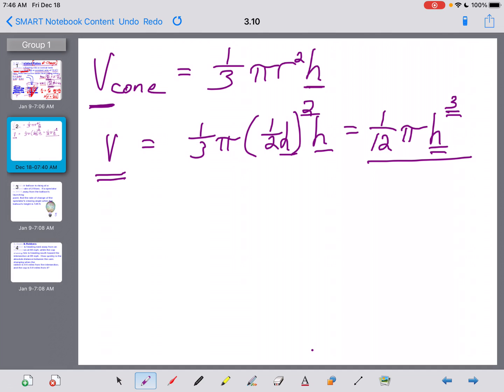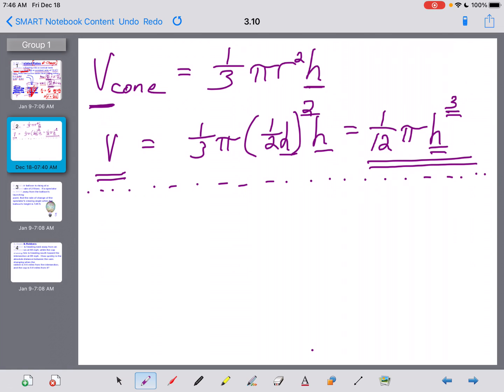All right, guys, we have accomplished something important here. If you look at just what I've double underlined here, volume on the left is equal to 1/12 pi h cubed on the right. That's the equation that relates volume with height, V with h, and nothing else. So we are now ready to take the derivative of that equation.